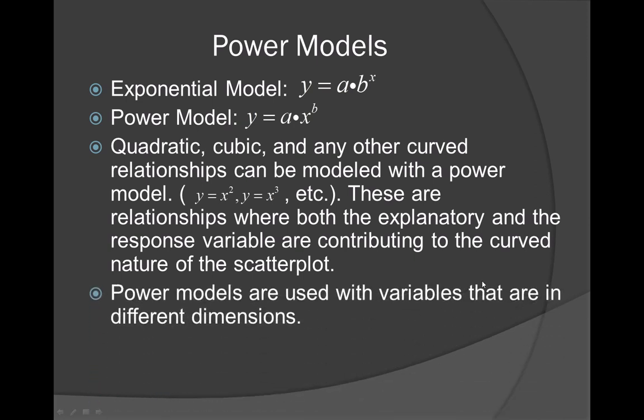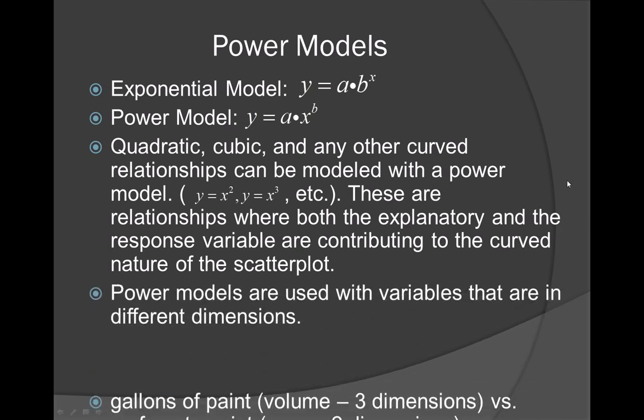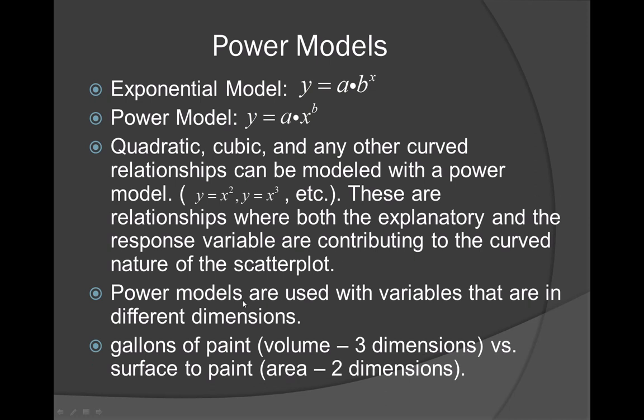So power models, just FYI, are used in variables that are in different dimensions. So we could input gallons of paint in order to predict surface to paint. And remember, gallons is a three-dimensional value. It's based on volume. And surface area to paint is two dimensions. Length times width is area.